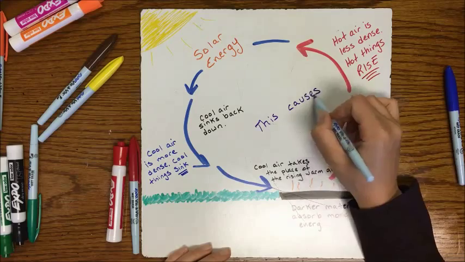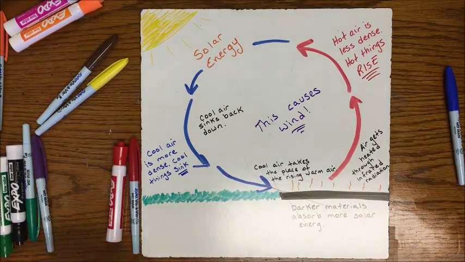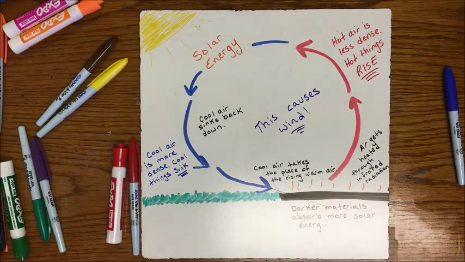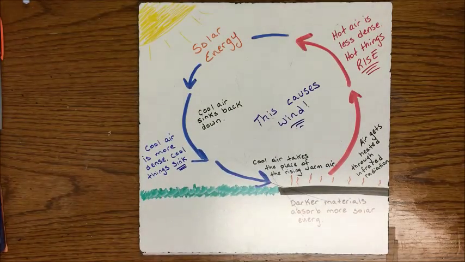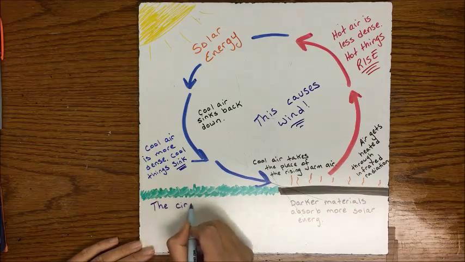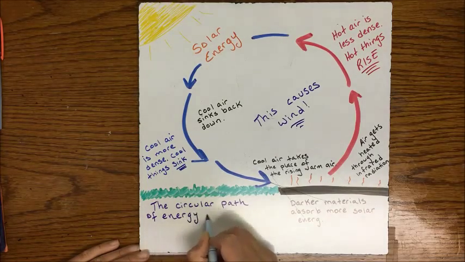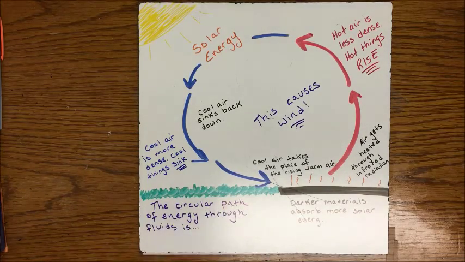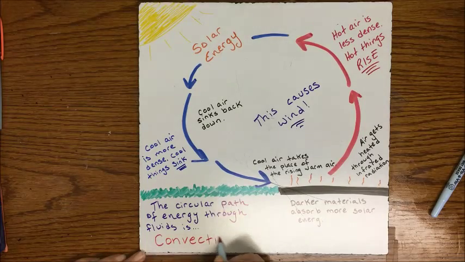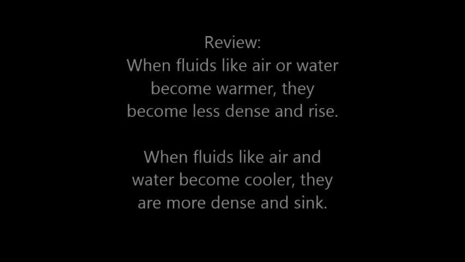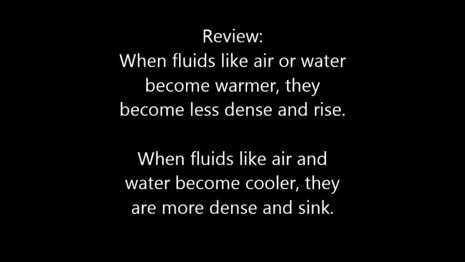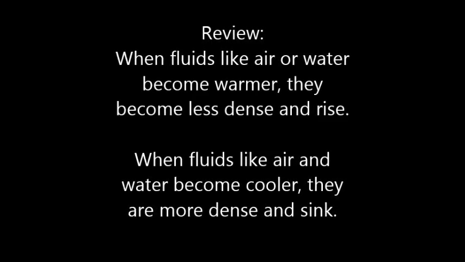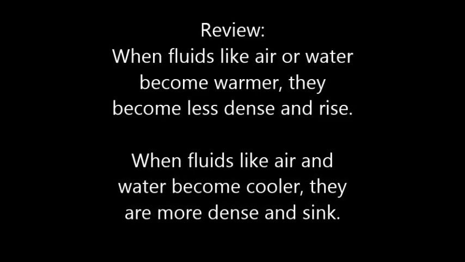So this whole process causes the wind, and it is the same circular current that we find in the ocean as well, which we'll talk about in another video. But this circular path of energy through fluids like air and water is called convection. So a quick review: when fluids like air or water become warmer, they become less dense and rise. And when fluids like air and water become cooler, they are more dense and they sink.